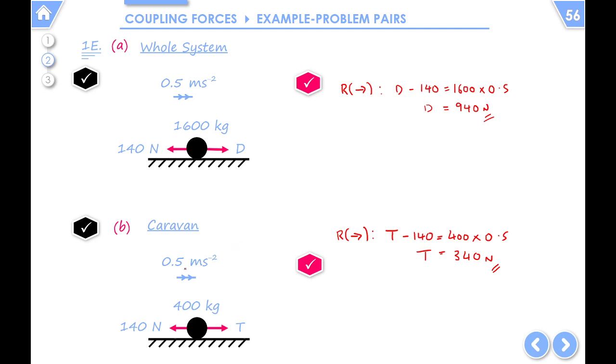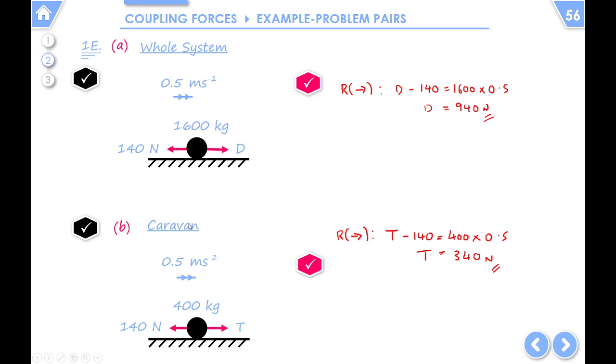Okay, so a typical thing that will happen in these types of question, if you're aiming to find some sort of driving force, you will almost always be looking at using the whole system. If you're looking at finding the tension in a coupling force between the two objects, then you're going to be looking at using one of the particles on its own.